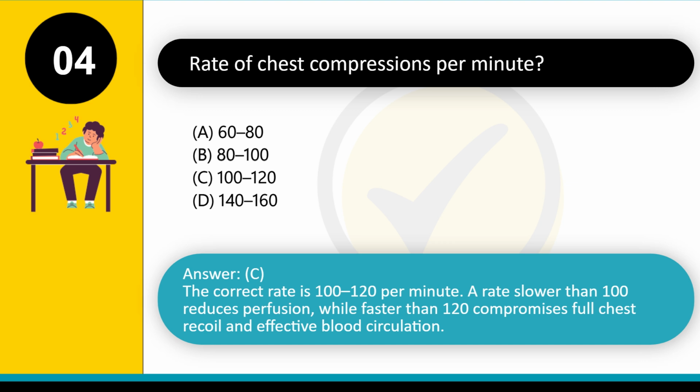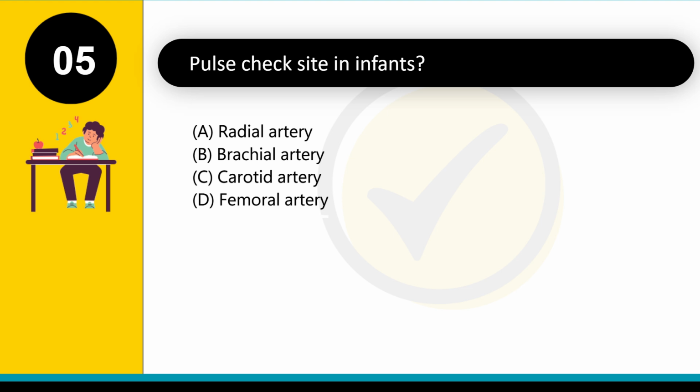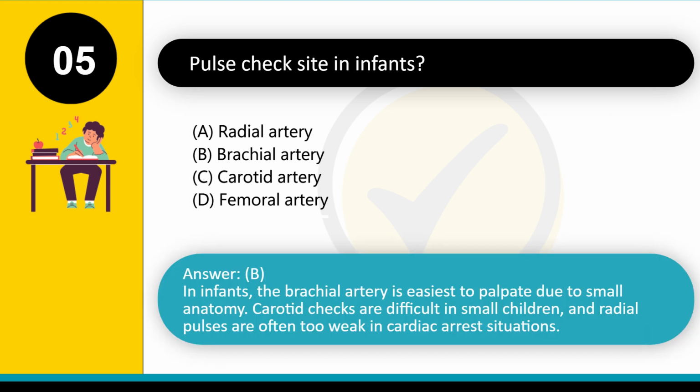The correct rate is 100 to 120 per minute. A rate slower than 100 reduces perfusion, while faster than 120 compromises full chest recoil and effective blood circulation. Pulse check site in infants? A. Radial artery. B. Brachial artery. C. Carotid artery. D. Femoral artery. Answer, B. In infants, the brachial artery is easiest to palpate due to small anatomy.